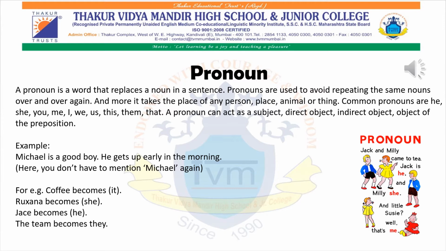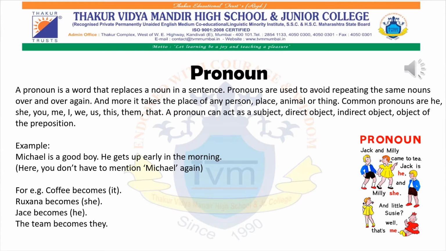A pronoun is a word that replaces a noun in a sentence. Pronouns are used to avoid repeating the same nouns over and over again. It takes the place of any person, place, animal or thing. Common pronouns are he, she, you, me, I, we, us, this, them, that. A pronoun can act as a subject, direct object, indirect object, or object of the preposition.